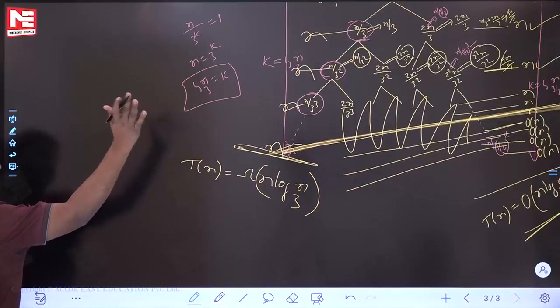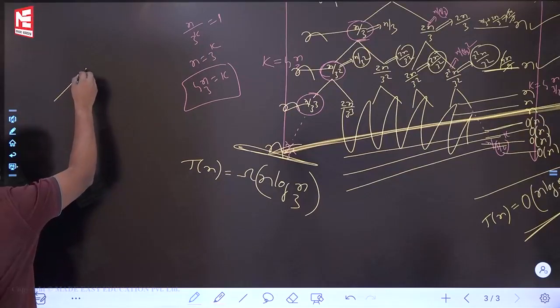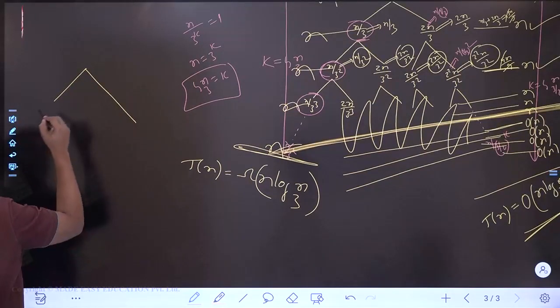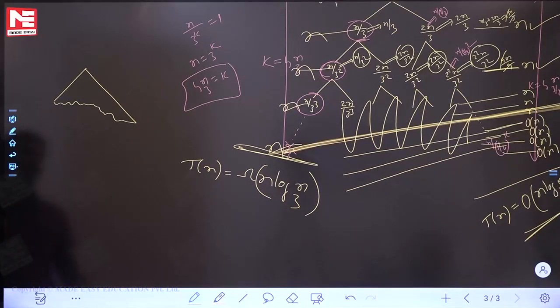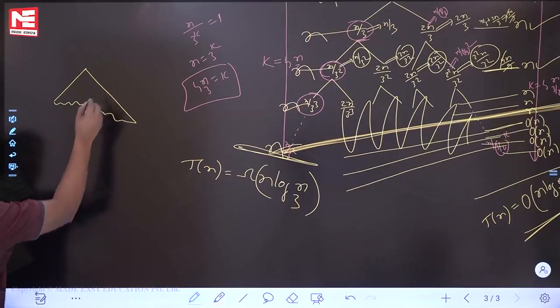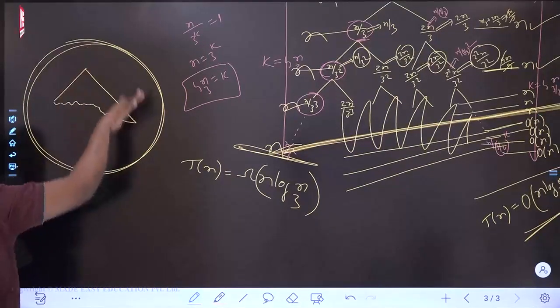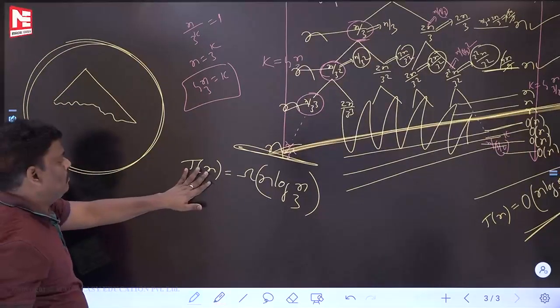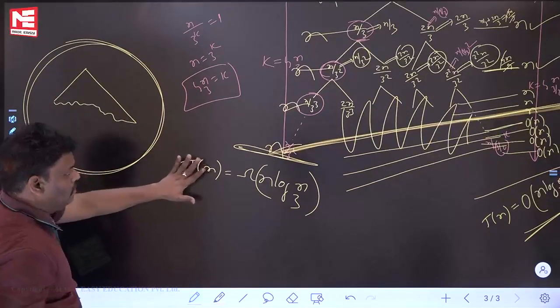This is the Tn. I am drawing the same diagram roughly. Left is log n base 3 like this. Right is log n base 3 by 2 like this. Remaining all in between like this. So this is the actual diagram. This entire thing is the actual answer. This entire story is called Tn. If you calculate this diagram, that is the Tn.